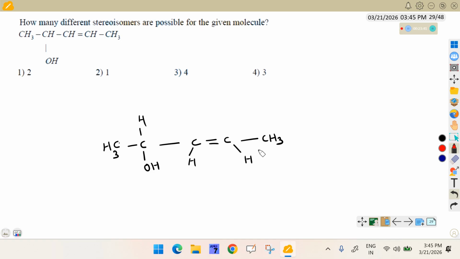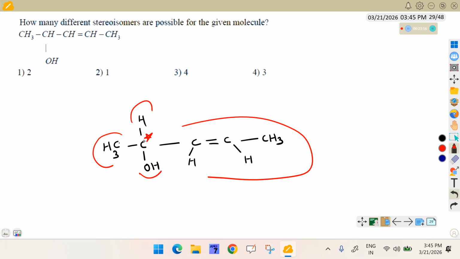How many different stereoisomers are possible for the given molecule? In the given molecule, one chiral carbon atom is present. Around this carbon, 4 different atoms or groups are present, so this is considered a chiral carbon. D and L isomers are possible. And one more thing, alkene. Same type of atoms or groups are present on the same side, so this is cis alkene. Cis is possible means automatically trans is also possible. Total possible number of isomers is equal to 4.